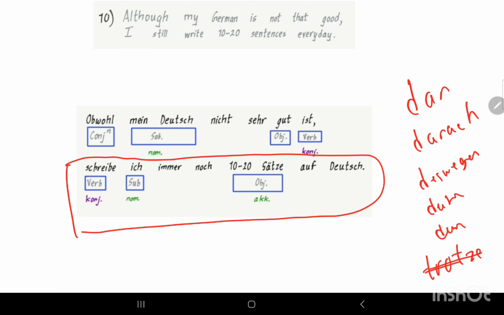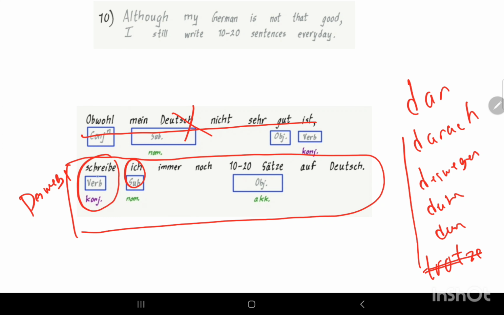But what happens is, if we ignore this sentence, and you just want to say, therefore, I still write 20 sentences every day, then you will say deswegen, and that's it. Deswegen schreibe ich. Okay. So when you use one of these, again, the list can go on, the position of the subject and the verb get interchanged. Deswegen schreibe ich. The same applies to dann, danach, deswegen, daher, darum. The list goes on. We'll cover them maybe in the next session.